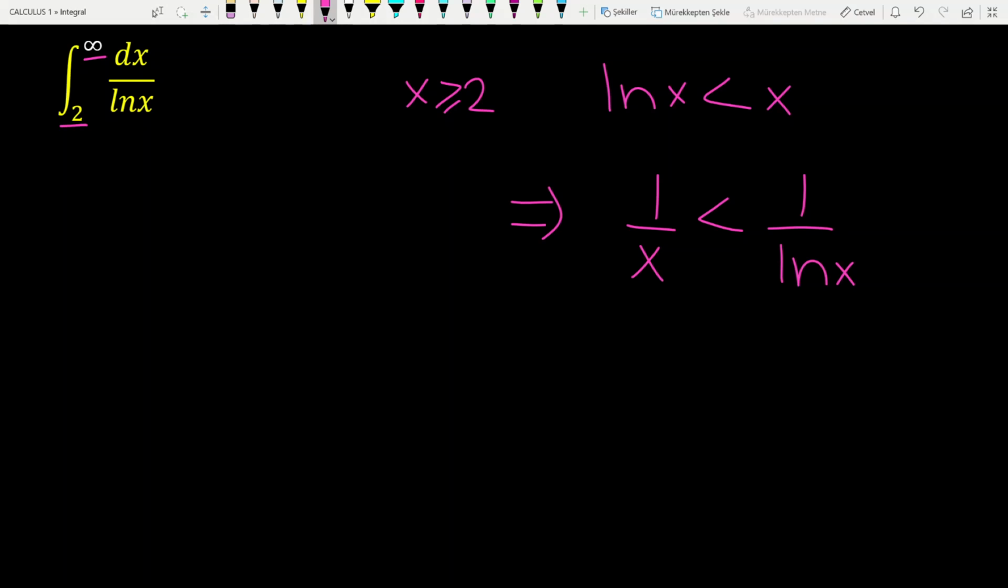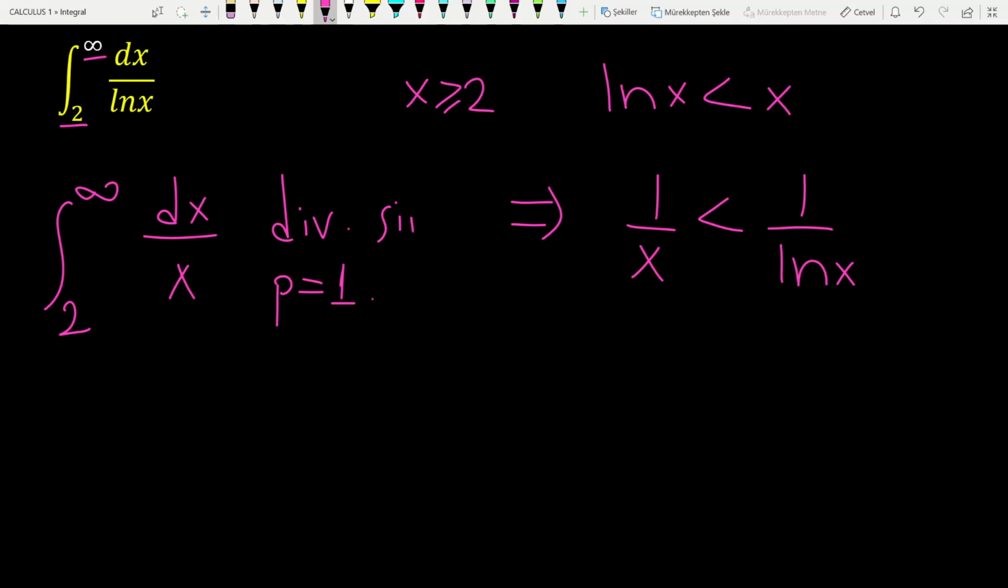And we know the improper integral from 2 to infinity of dx over x. What can we say about this improper integral? We know that this is a divergent improper integral, since p is 1. Okay, since p is 1, it is a divergent improper integral.